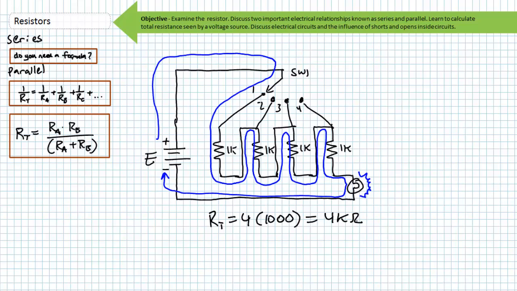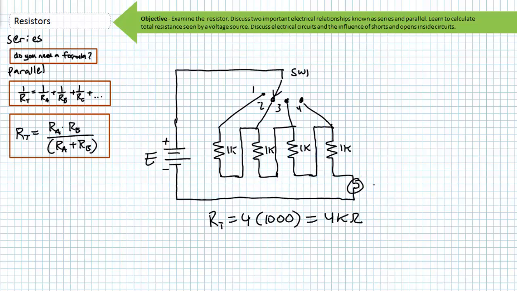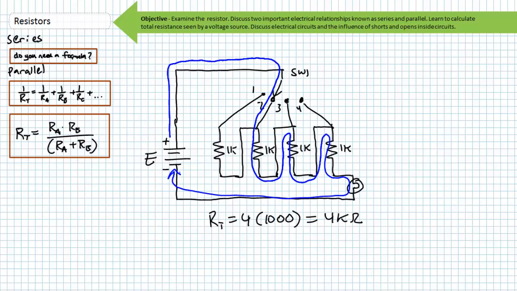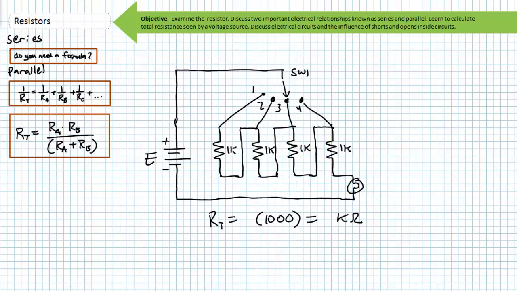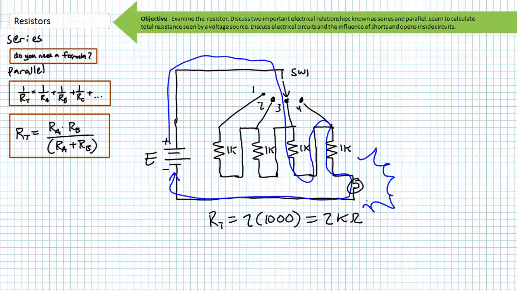Now given this as our starting scenario, what would happen if someone flipped our selector switch to position 2? How would current travel now? In this case, it would have to only pass through 3 1 kilo ohm resistors, and our total resistance is 3 times 1,000, or 3 kilo ohms of resistance. And if we've dropped the resistance, the current should go up and our bulb should get brighter. What happens if we move the selector switch to position 3? In this case, conventional current would only have to travel through 2 1 kilo ohm resistors, or 2 kilo ohms of total resistance. Again, resistance went down. Current should go up and our bulb should get brighter.